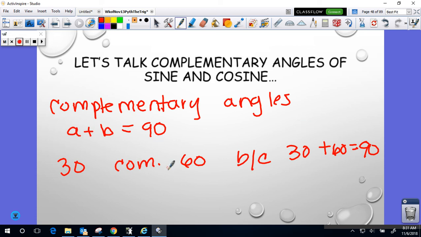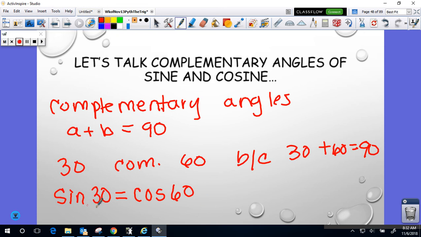All right, so how does this work with trig? Then if I have the sine of 30, and I want to figure out an equivalent expression for sine of 30, then all I need to do is use cosine, and then I need to find the complement of 30, which is going to be 60, because 60 plus 30 is 90.